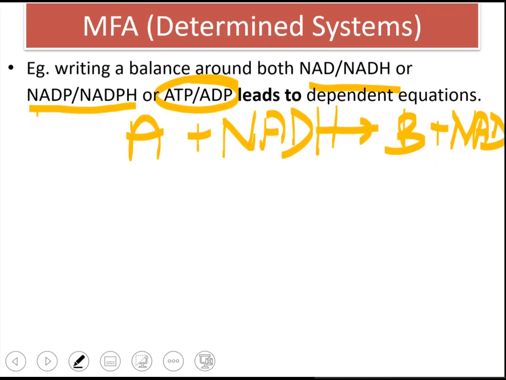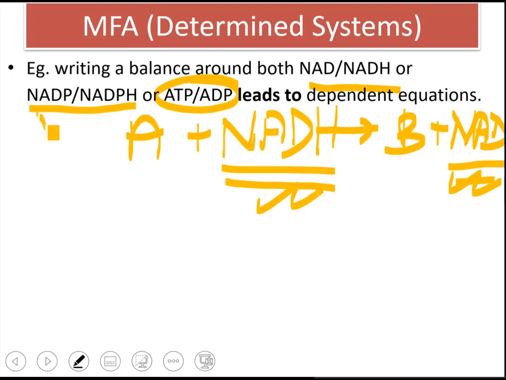So what does this mean? If you write a balance around NADH, or if you write a balance around NAD, since they always take place in the same reactions, when you write those balances, you will get the same equations. So writing a balance for both NADH and NAD at the same time will introduce dependent equations to your list of equations. The same with NADP, NADPH, the same with ATP, ADP.